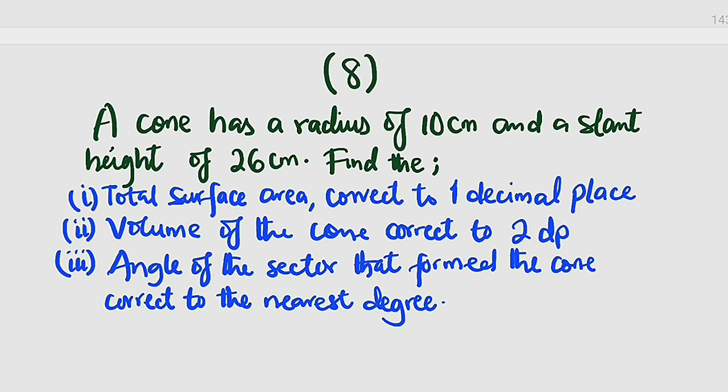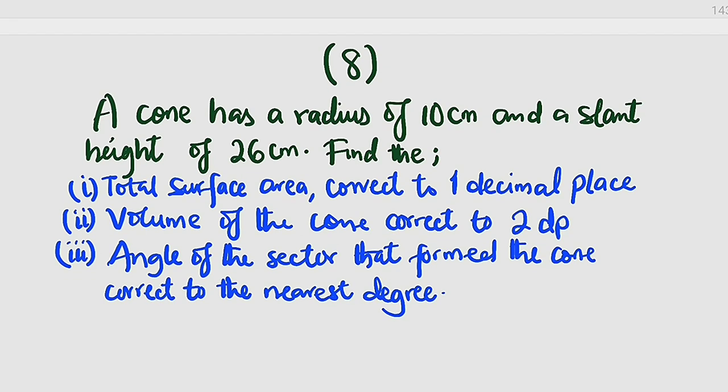Here is question number 8. And question number 8 reads, a cone has a radius of 10 cm and a slant height of 26 cm. We're asked to find the total surface area correct to 1 decimal place, the volume of the cone correct to 2 decimal places, and lastly, the angle of the sector that forms the cone correct to the nearest degree.